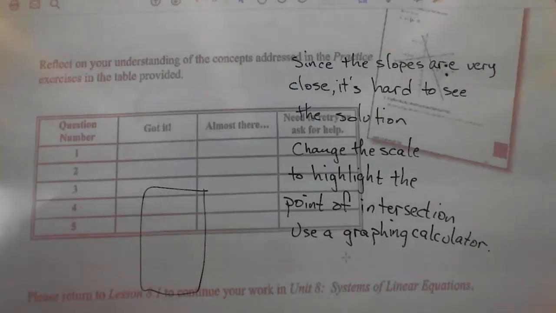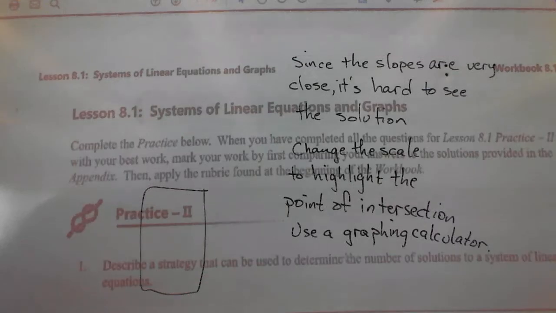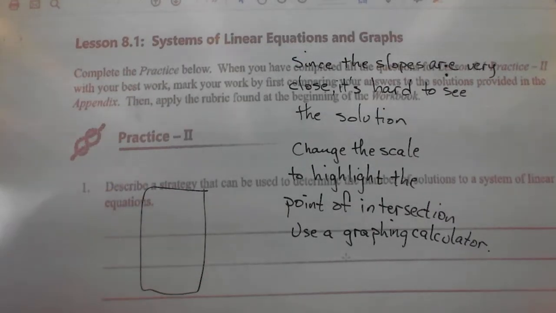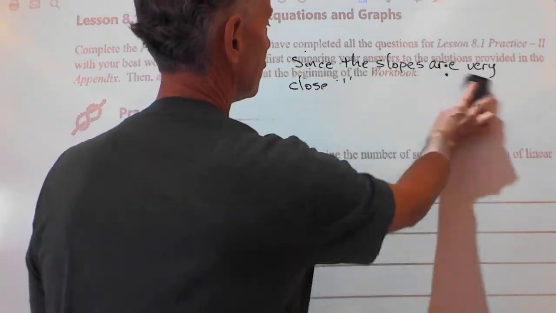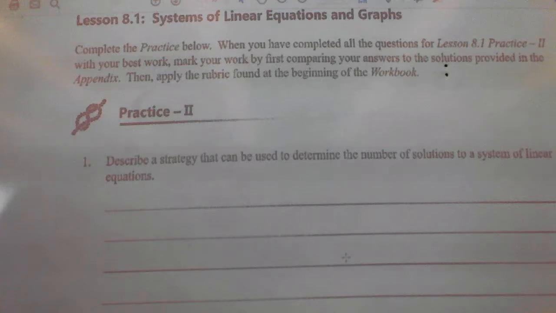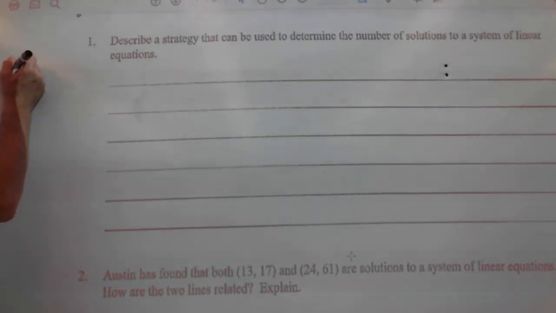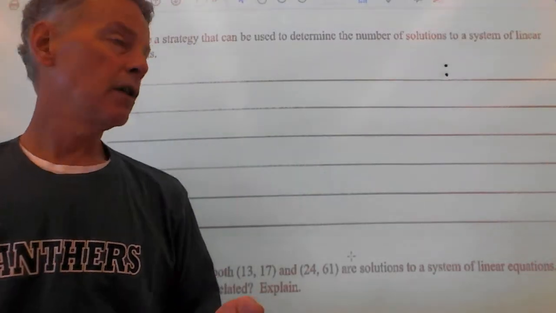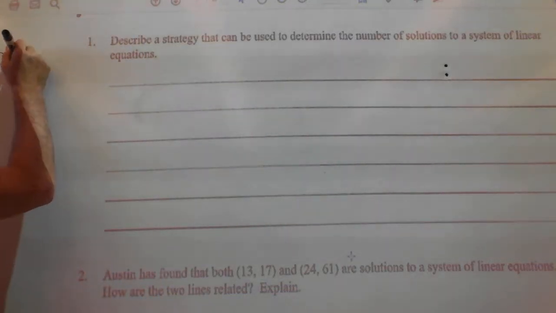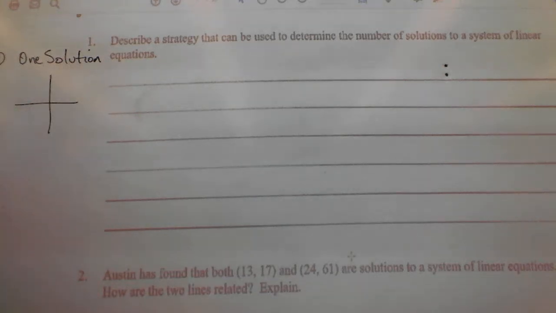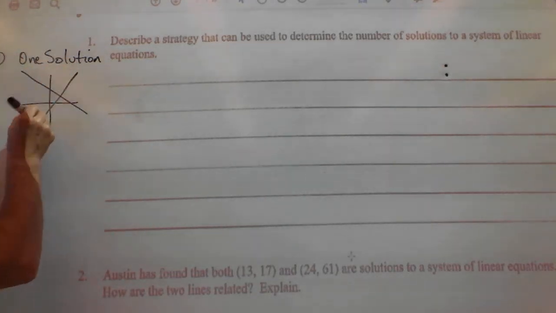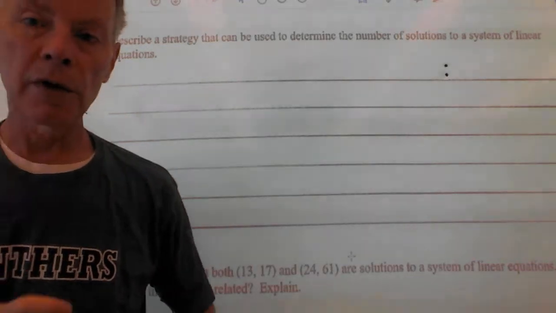Okay, so I think we've probably got time to move on to the practice problems, part 2, and this is where we talk about the number of solutions to a system of equations. Describe a strategy to determine the number of solutions. Before we do that, let's just very quickly go over the 3 different kinds of situations that you'll encounter. Situation 1 is where you have one solution, and that's going to look like this, where here's your solution, the point where the 2 lines cross.